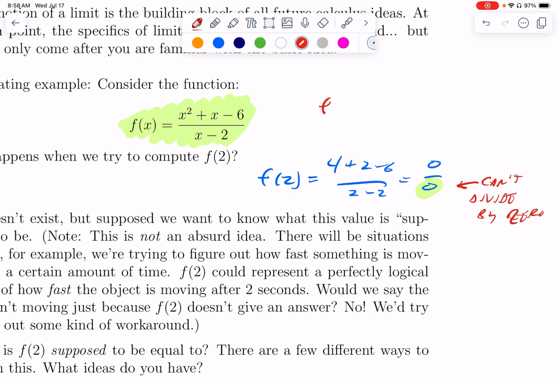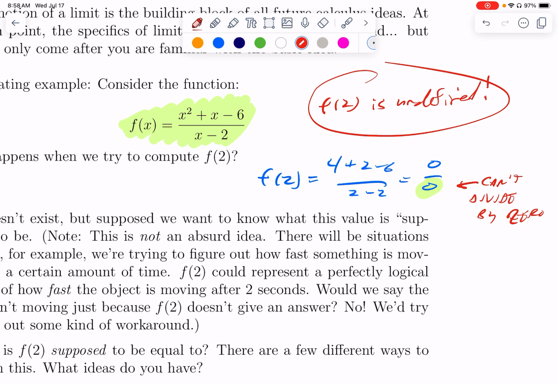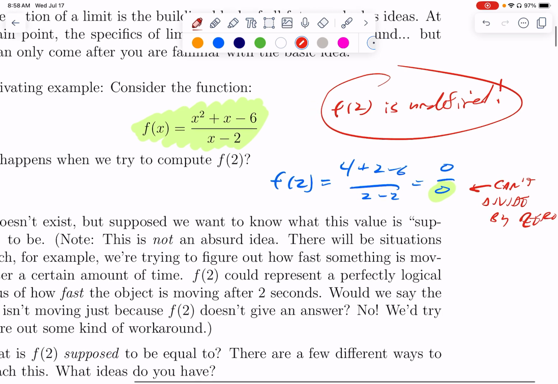So what we're noticing here is that f of 2 is undefined. It has no value. It does not exist. There are a few different ways of saying this. So f of 2 just doesn't exist. It would involve dividing by 0.